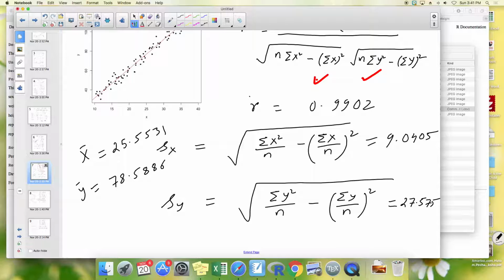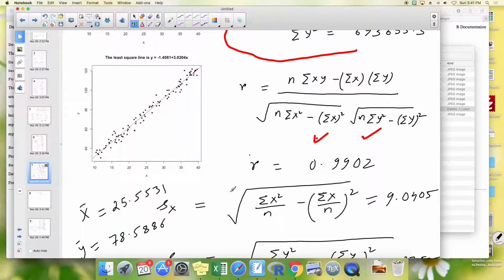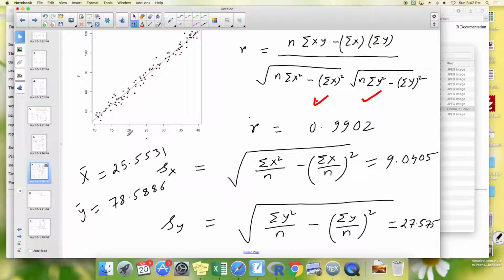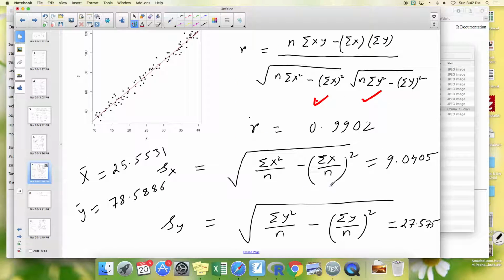So with that we can actually find out a and b. First we write b equals r times sy by sx, which is 0.9902 times sy, which is 27.575, divided by sx, 9.0405.